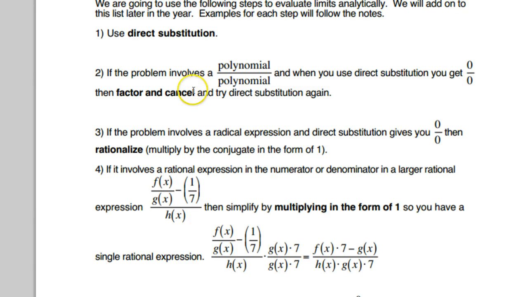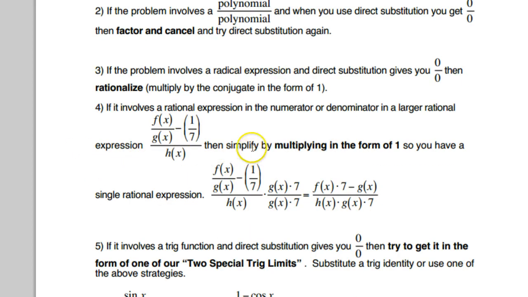then factor the two polynomials and cancel out like terms, and then try direct substitution again, because you'll often be surprised. If you remember, on the last one we got 1/8, and I showed you how you got 1/8. Now if the problem involves a radical expression and direct substitution gives you 0 divided by 0, then rationalize, in other words multiply by the conjugate in the form of 1. So multiply top and bottom by the conjugate, and it should work out. It does make sense when you actually do it.